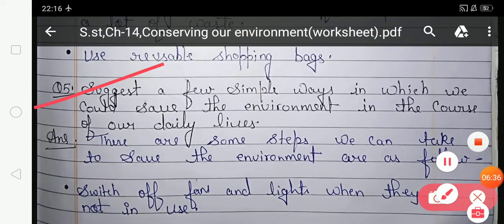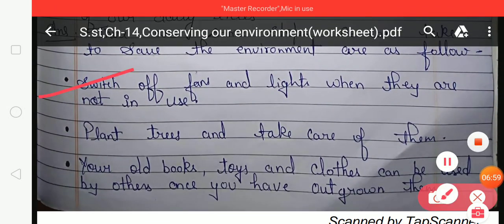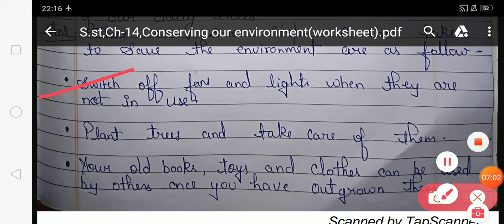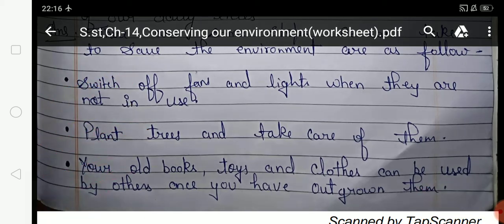Now look at question number 5. Suggest a few simple ways in which we could save the environment in the course of our daily life. It means in this question you have to write about a few simple ways by which you can save the environment during daily life. Answer. There are some steps we can take to save the environment as follows. First, switch off fans and lights when they are not in use. Plant trees and take care of them. Your old books, toys, and clothes can be used by others once you have thrown them out.